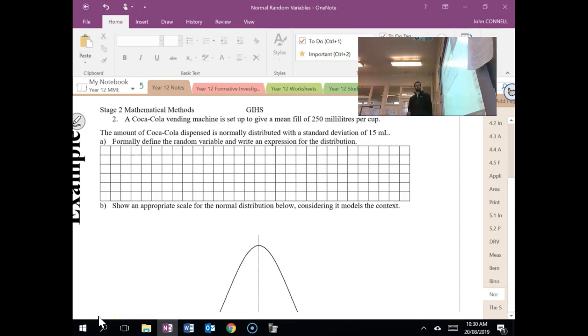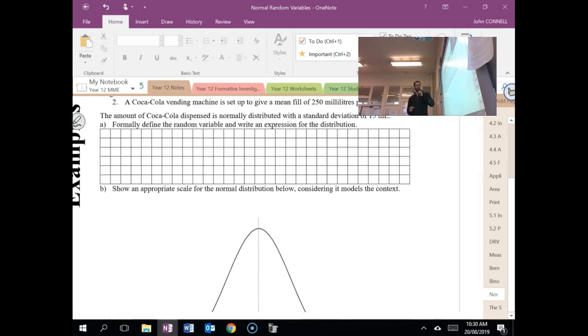A Coca-Cola vending machine is set up to give a mean fill of 250 mils per cup. The amount of Coca-Cola dispensed is normally distributed with a standard deviation of 15 mils. Remember I said they won't use that notation in an exam? This is the way they give you the information. So formally define the random variable and write an expression for the distribution.